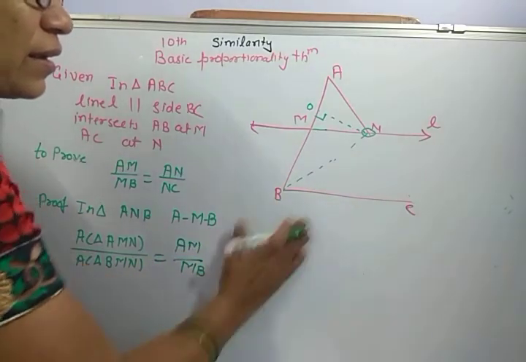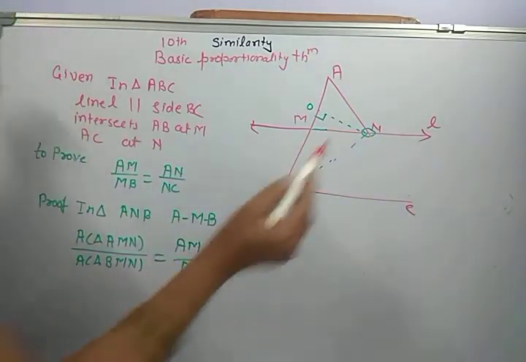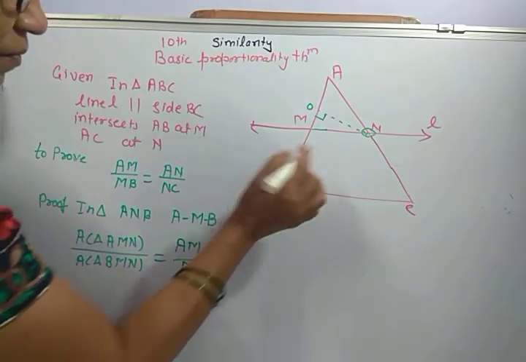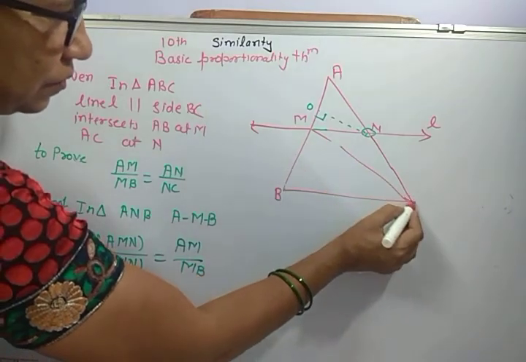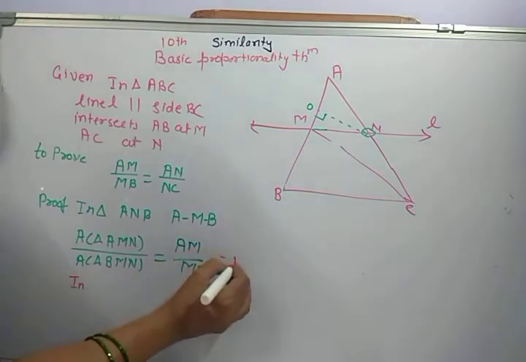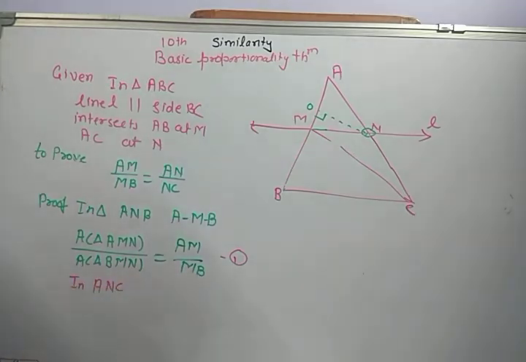Similarly, we can now see another triangle. Instead of looking at this triangle, we will see another triangle, that is, triangle ANC. This is equation 1. In triangle ANC, A, N, C. Understood? Now what will happen?